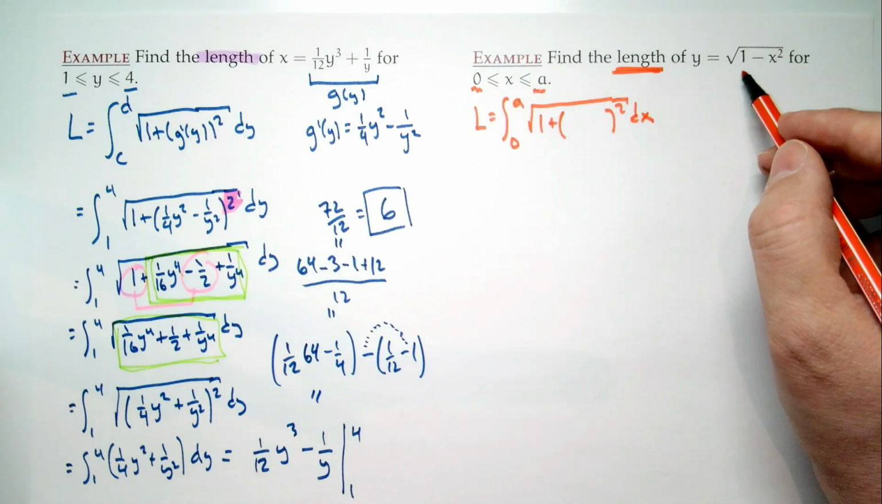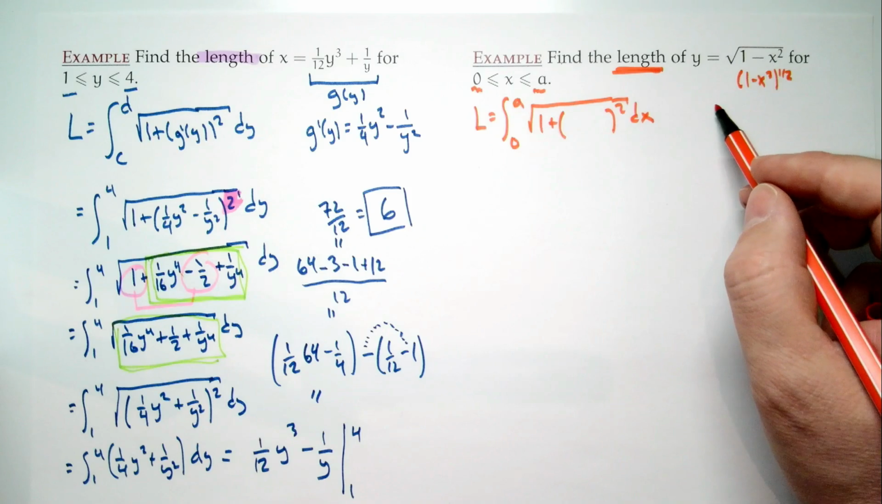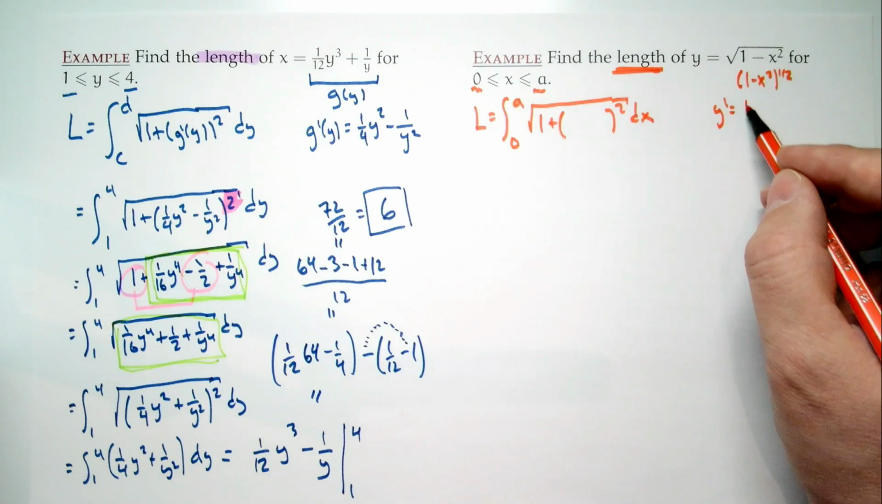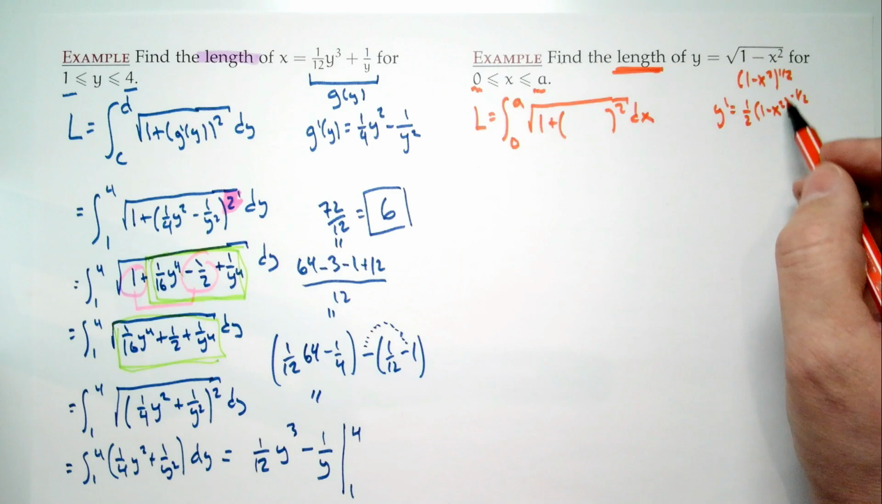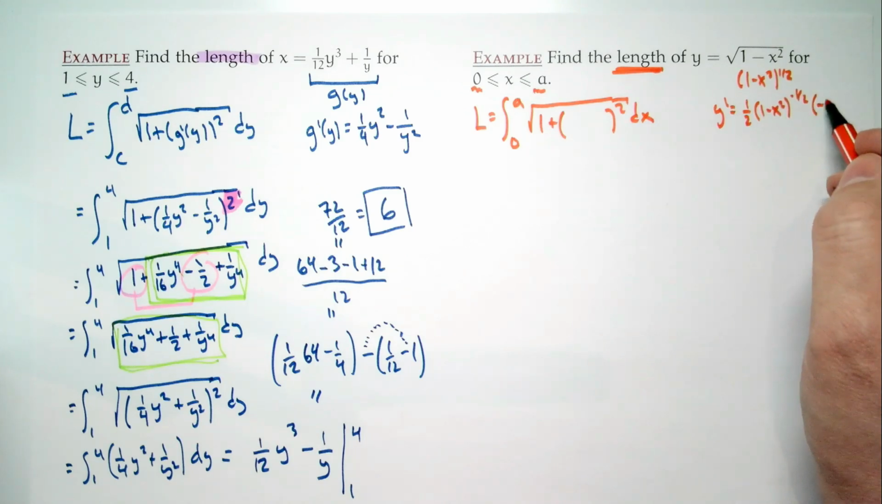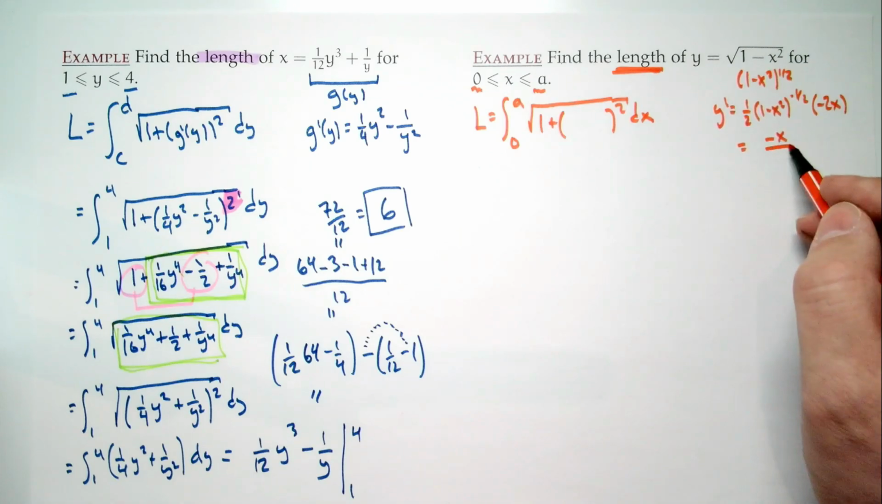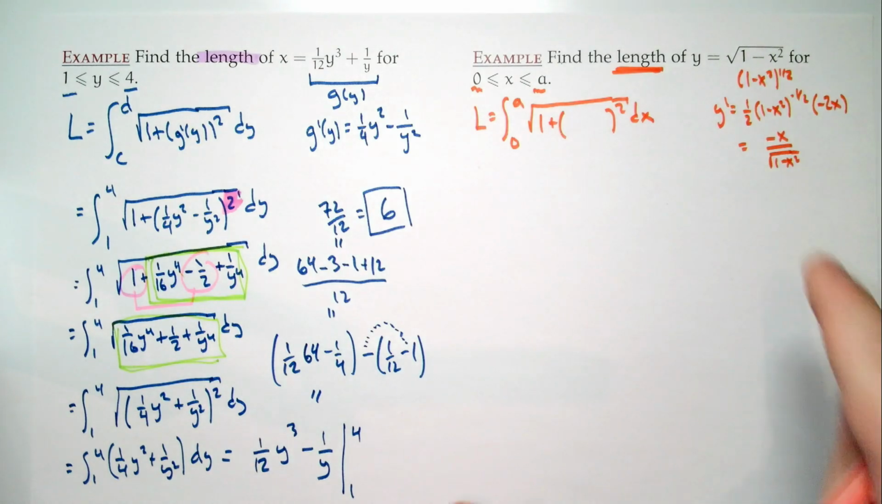So let's look at this function. This is 1 minus x squared to the 1/2 power. If we take the derivative of this function, what do we get? Well, 1/2 comes down, 1 minus x squared to the minus 1/2, and then multiply by the derivative of the inside, which is minus 2x. So we end up with minus x over the square root of 1 minus x squared. If we clean it up, that's what the derivative is. The 2 and the 1/2 cancel. Life is good.